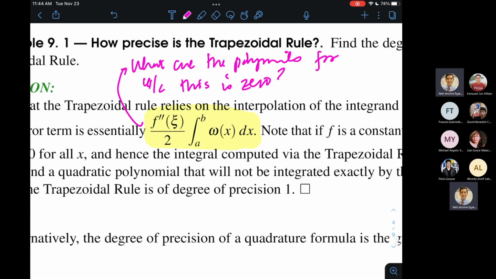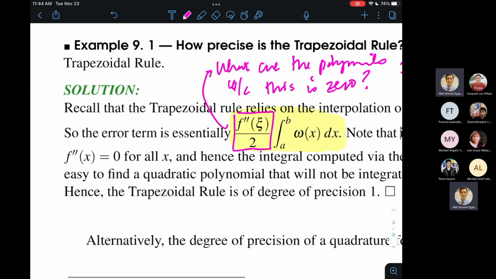Okay. So, ibig sabihin, ano yung mga polynomials f na nagzi-zero yung error term? Okay? Madali siyang i-analyze by looking at this guy. Kailan ba nagzi-zero yung f double prime? Kasi pag nag-zero yung f double prime palagi sa class ng polynomials na to, sure tayo na kasama siya dun sa degree of precision. Okay? So, look at this.